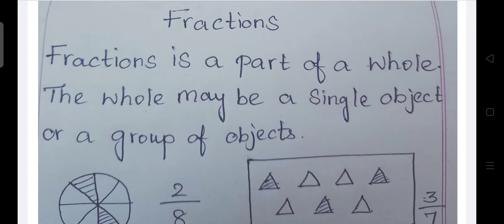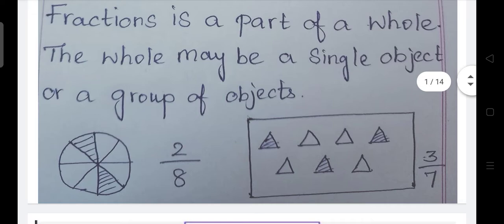What do you mean by fraction? Fraction is a part of a whole. The whole may be a single object or a group of objects. See the figure. Now this circle is divided into 8 equal parts.